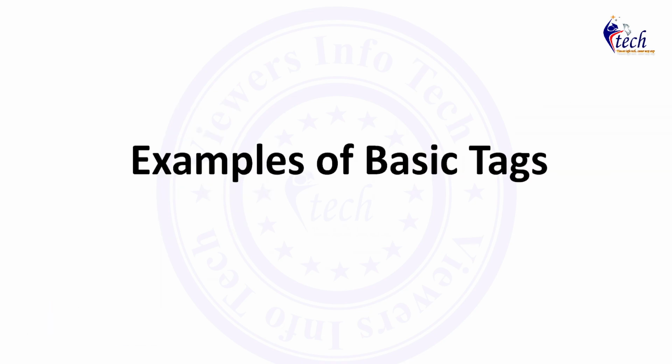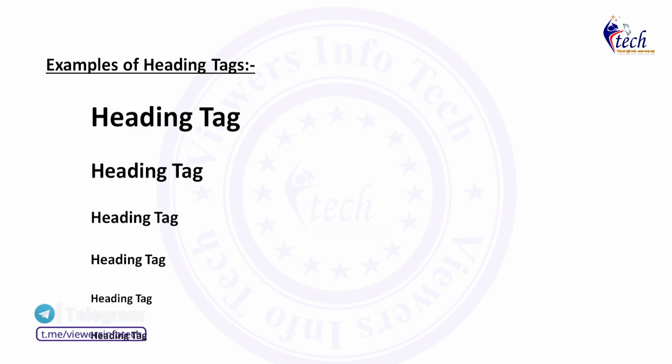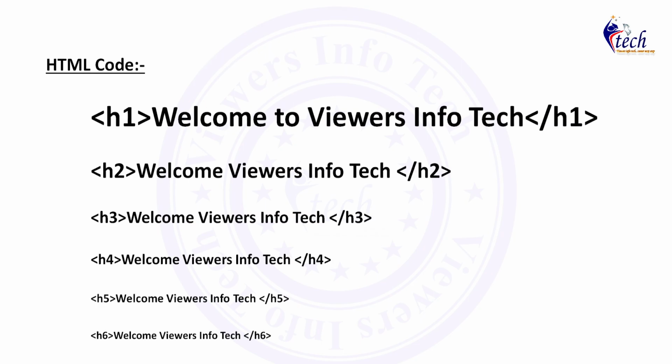Now we will discuss examples of basic tags. First one, heading tags. Heading tags are used if you want to display your project title in your web page, you need to write a heading. So in HTML, we have six types of heading tags. If you look here, these are examples of heading tags. Each heading tag has a different font size. So the HTML code looks like this. So this is the h1 heading tag. In between, we write a statement.